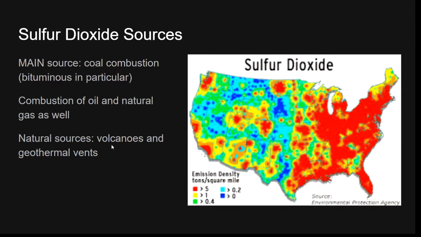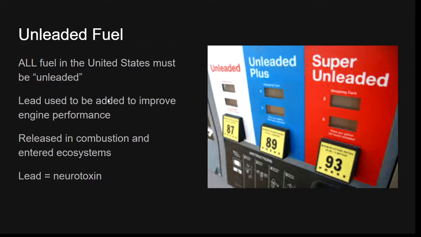There are some natural sources of sulfur dioxide. Volcanoes and geothermal vents also both release sulfur dioxide, but that's part of the normal atmospheric composition. We're worried about coal and combustion of oil and natural gas because they're adding to it.